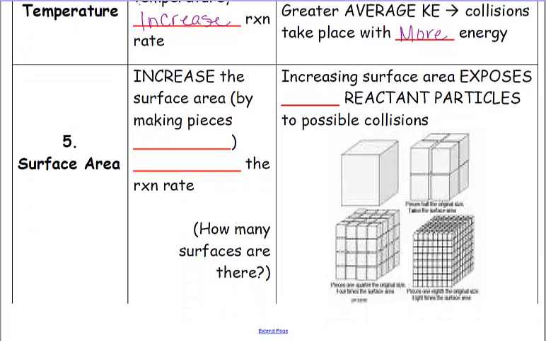Finally, two last factors here. Factor 5, surface area. So if we increase the surface area by making pieces smaller, then the reaction rate will increase. It increases the reaction rate. So increasing surface area exposes more reactant particles to possible collisions. And that's what's happening. Remember, all about the collision theory here. So if we have one block and we break it up into several other pieces, all of these surfaces will be exposed to more collisions and therefore a greater reaction rate. Okay, so how many surfaces are there? That's what you need to ask yourself.